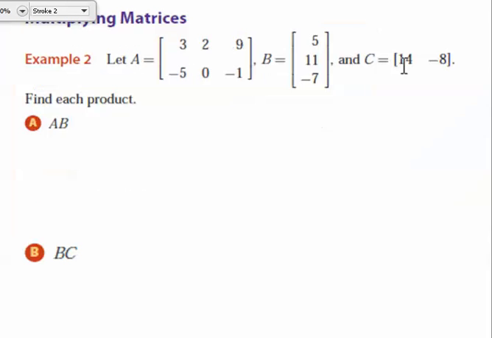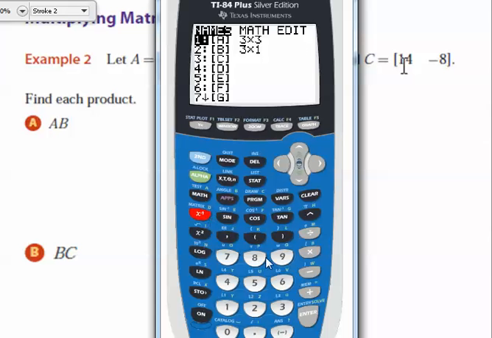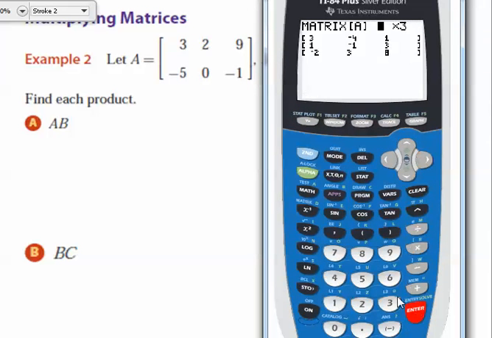Okay, so let's practice with this just a little bit. Since I've multiplied those together already, I'm going to practice by doing it on the calculator. I'm going to press second matrix, and go over here to edit. For my A matrix, I've got a 2 by 3. So it's a 2 by 3 matrix. I'm going to put the numbers in here: 3, 2, 9, -5, 0, and -1.